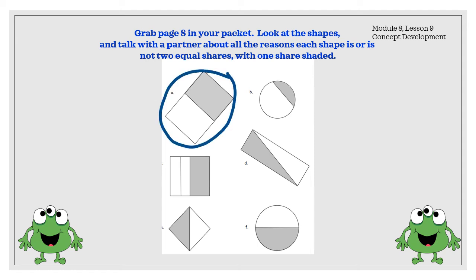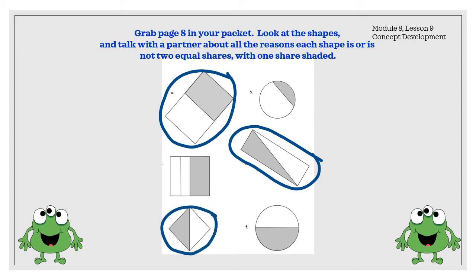Shape A is showing 2 equal shares and 1/2 is shaded. Shape D is showing 1/2 shaded and is partitioned into halves equally. Shape E should be circled. It is showing 1/2 equally. And shape F is showing 1/2 shaded and equally. Shapes B and C are not showing 2 equal shares.